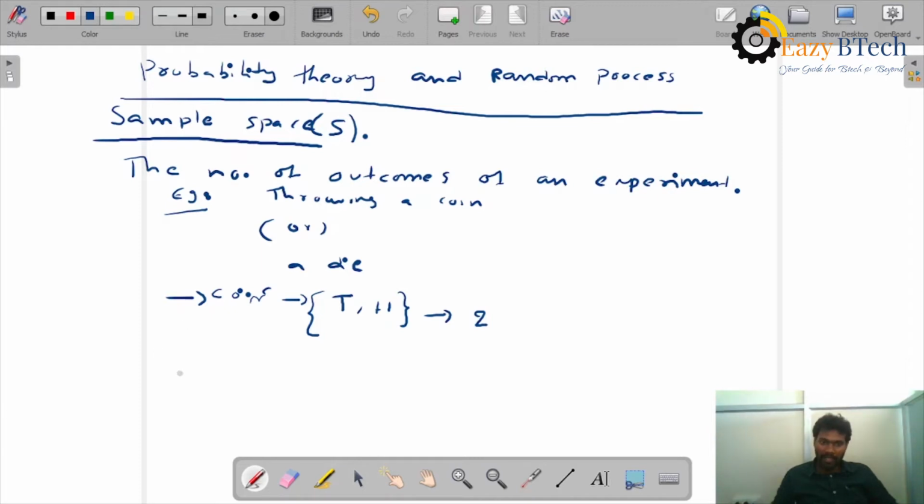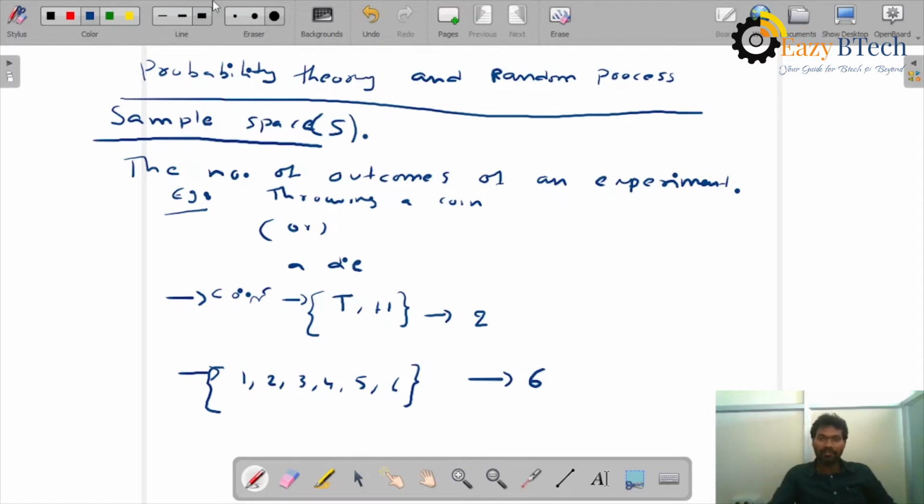Whereas in the case of the second experiment, throwing a die, a die has 1, 2, 3, 4, 5, 6, six faces in total. So the total number of outcomes here is 6. This is the brief introduction to the sample space.